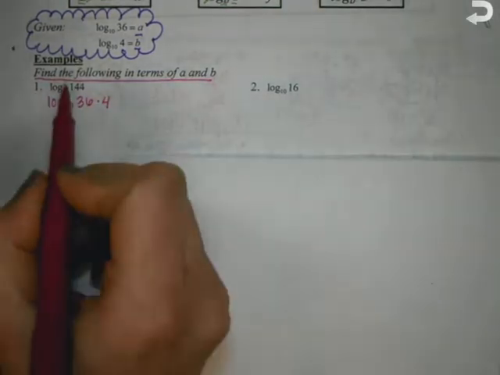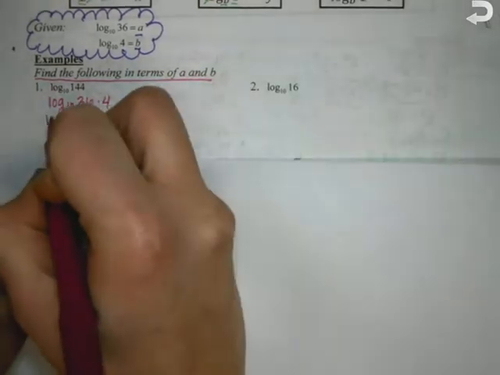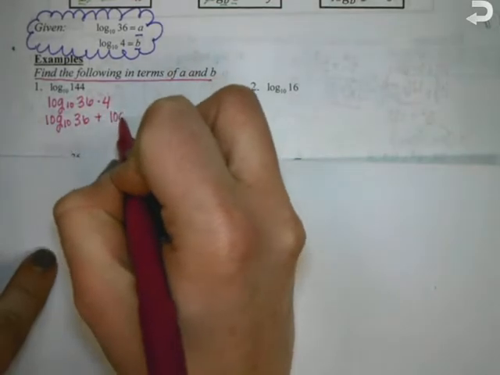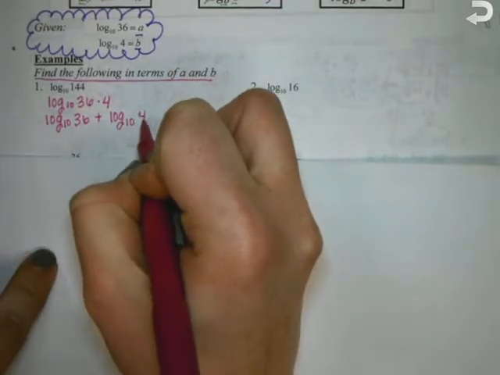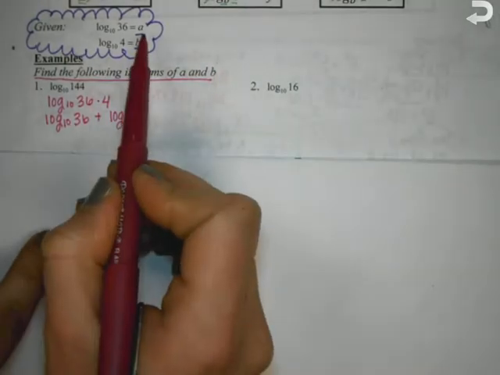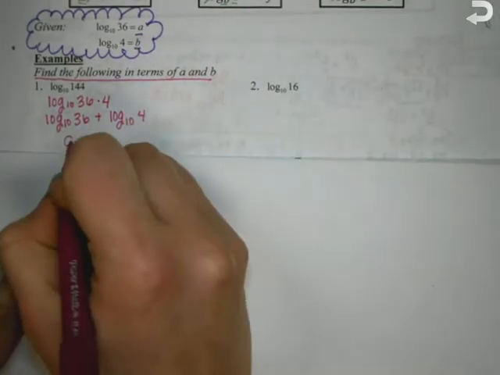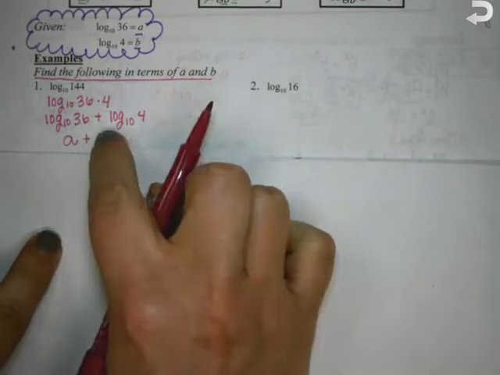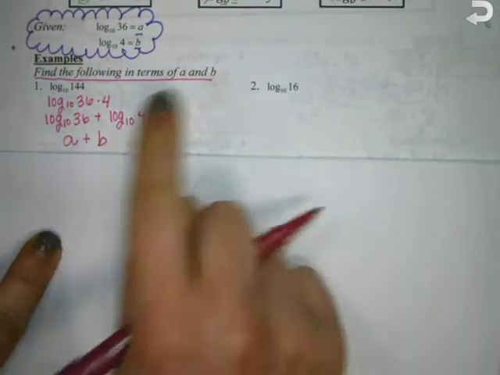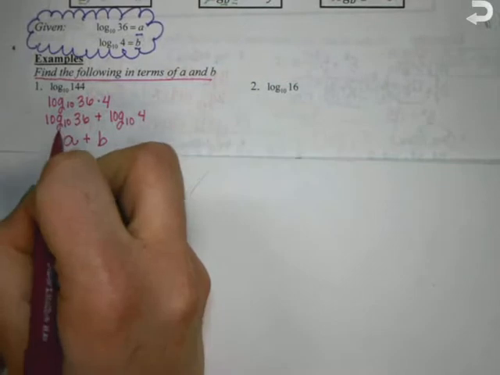Right? So this is product rule. So how do I split that up? Log base 10 of 36 plus log base 10 of 4. What's log base 10 of 36 equal to? A. Plus log base 10 of 4 is equal to B. Is my answer in terms of A and B only? Yep, so that's my answer. That's all we're doing. I'm a little confused.